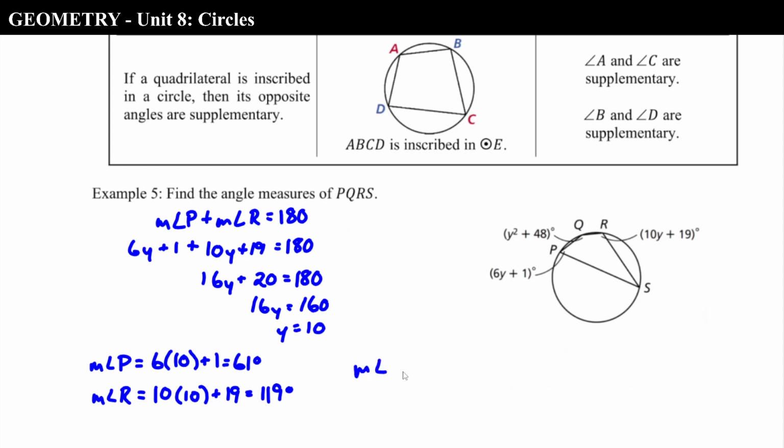The measure of angle Q we know is 10 squared plus 48, which will give us 148 degrees. And then if we subtract 148 from 180, because we know Q and S are supplementary, the measure of angle S is going to be 180 minus 148, which is going to give us 32 degrees. And if you add all four of these together, you should get 360.